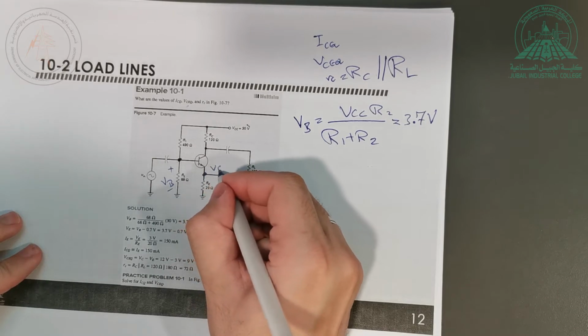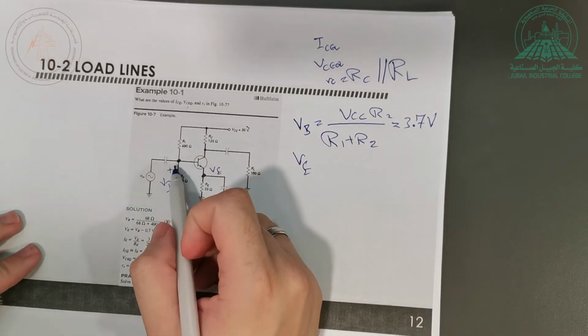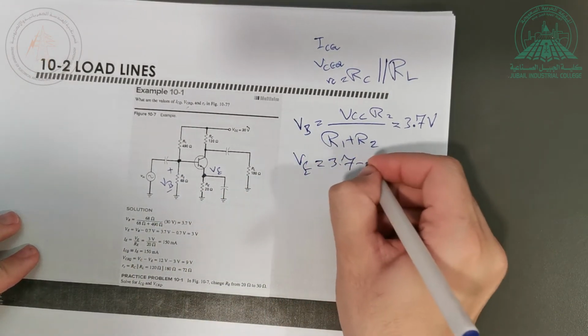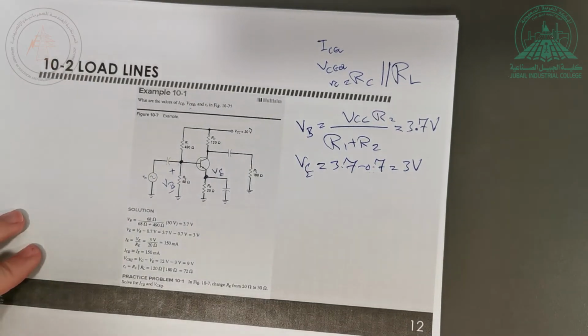If the voltage here is 3.7, how much is the voltage here? This is VE. So VE is going to be less than VB by how much? 0.7. So it's equal to 3.7 minus 0.7, so it's equal to 3 volt. The voltage here is equal to 3 volt.